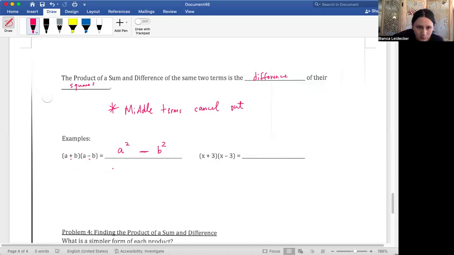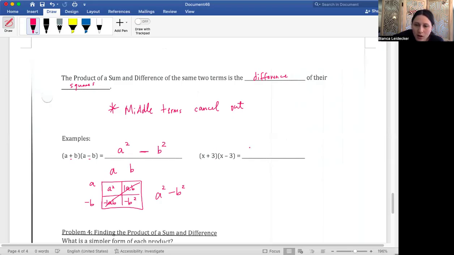Let's take a look at it as a binomial. So a positive b, a negative b. This will be a squared. This will be ab. This will be a times negative b, which is negative ab. And then b times negative b, negative b squared. Positive 1ab plus negative 1ab cancels out. They both have the same coefficient. It's 1 in the front, but one's positive, one's negative. They cancel. We're left with a squared minus b squared.